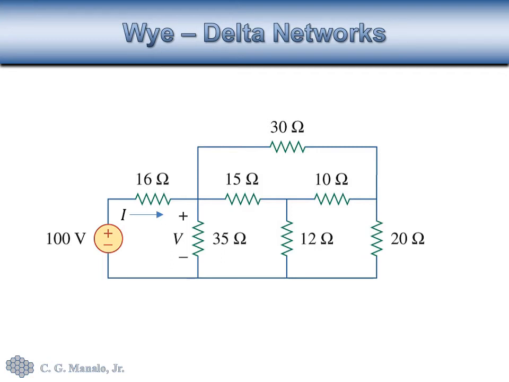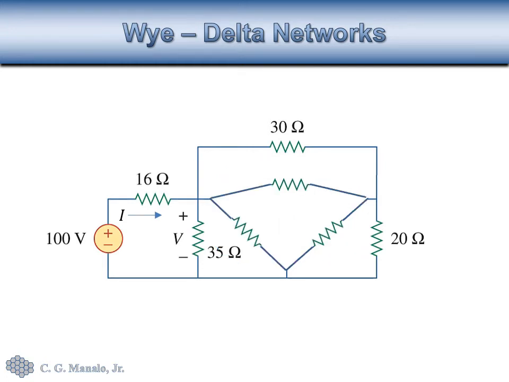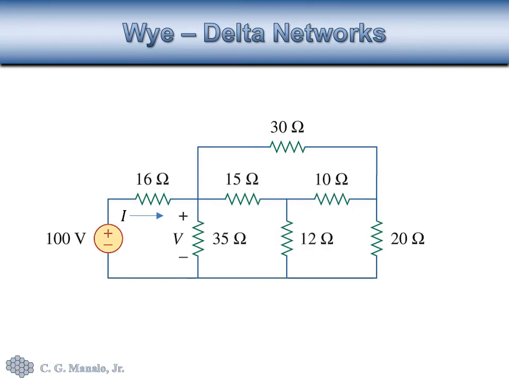So let's go back to the original circuit, and to do the conversion, we need to identify the parts of the circuit that are a delta or a Y. So for example, this part here is a Y or the T network, and that can be converted into something like this, or this one. That is a delta network.